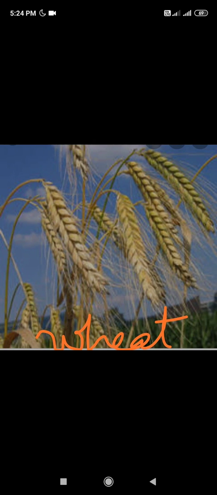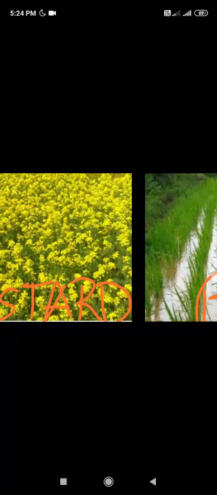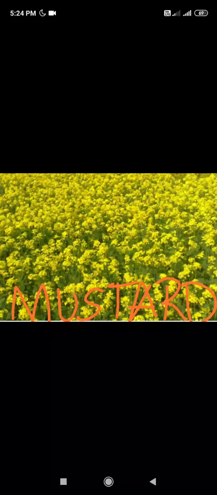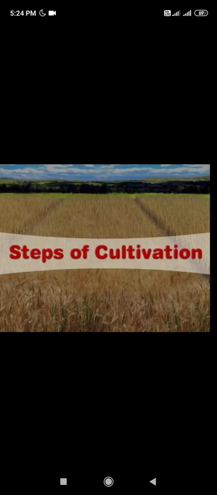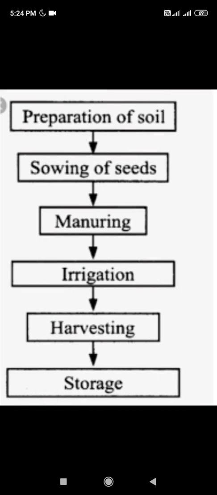And various crops such as wheat, rice, and mustard are grown in our field, and crops are cultivated or grown in a step by step method. Steps of cultivation are: first is the preparation of soil, then sowing of seeds, manuring, irrigation, harvesting, and storage. Now let us discuss each step in detail.